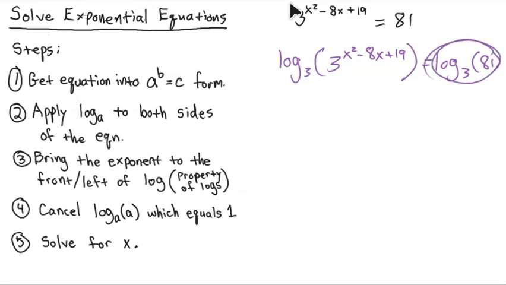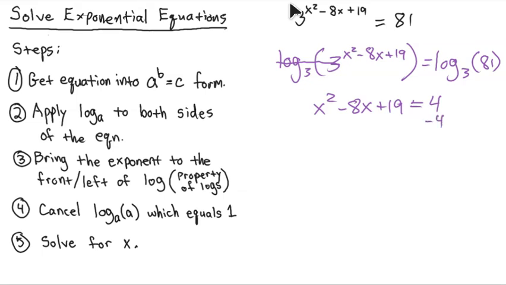Now I happen to know that this is 4. We actually did one like this in our first example. We know that log base 3 of 81 is 4, but you could do it in the calculator too. So over here, log base 3 of 3 is going to cancel. We're going to bring down the x squared minus 8x plus 19 is equal to, and again, you could do this in the calculator as natural log of 81 divided by natural log of 3, but I'm telling you the answer is 4. Okay. So now we're going to solve for x.